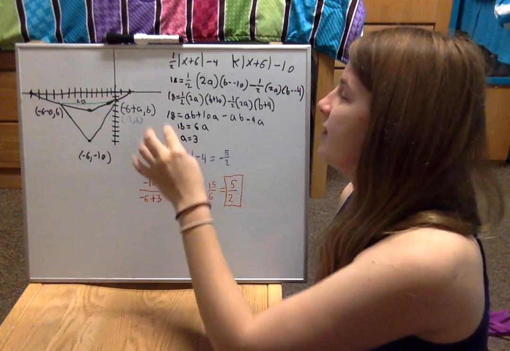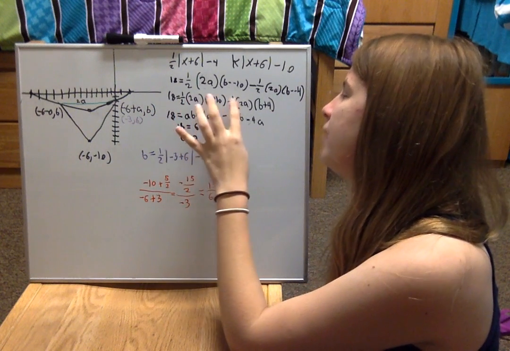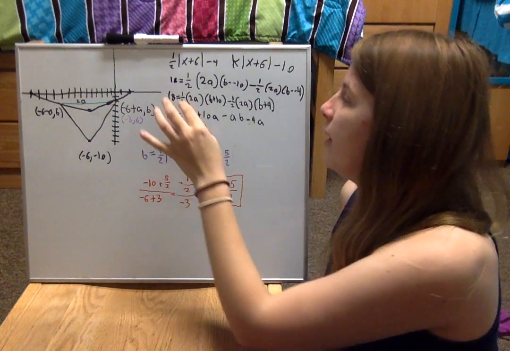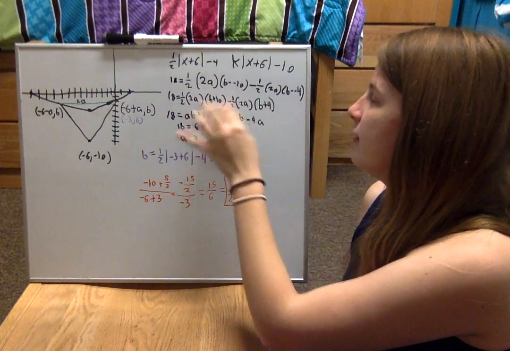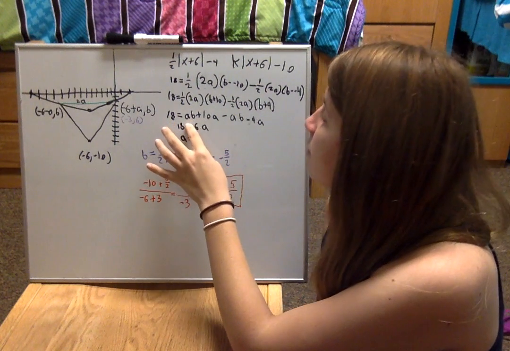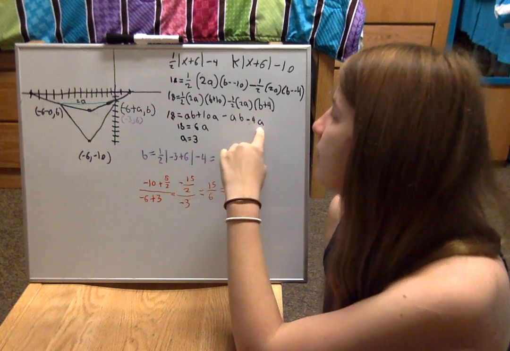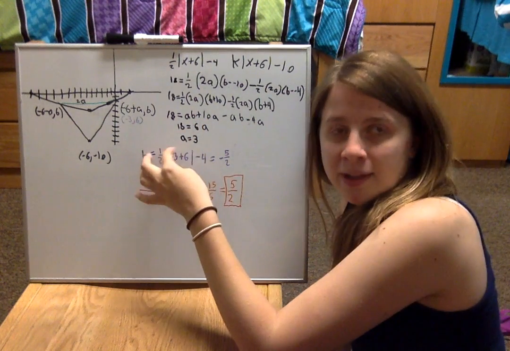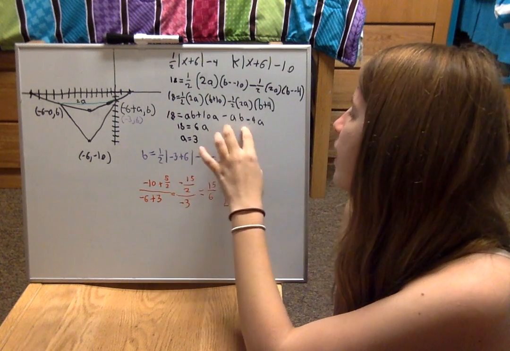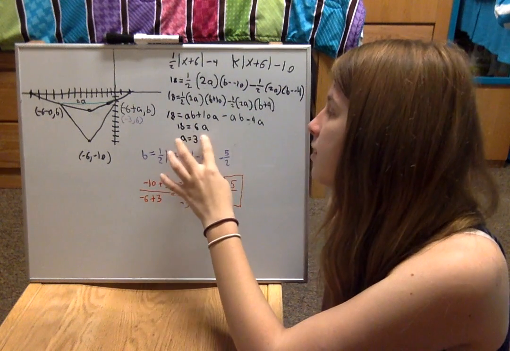And then I simplified that to 18 equals 1/2 2a times b plus 10 minus 1/2 2a times b plus 4. And then I distributed the 1/2 and 2a and these two. So I have 18 equals ab plus 10a minus ab minus 4a. So then the ab and the negative ab cancel out, and you're left with 10a minus 4a, which is 6a. So 18 equals 6a. So then you can solve for a.